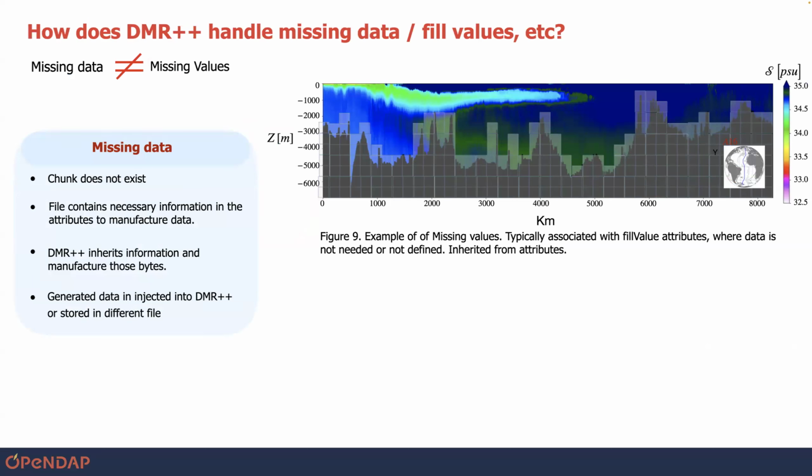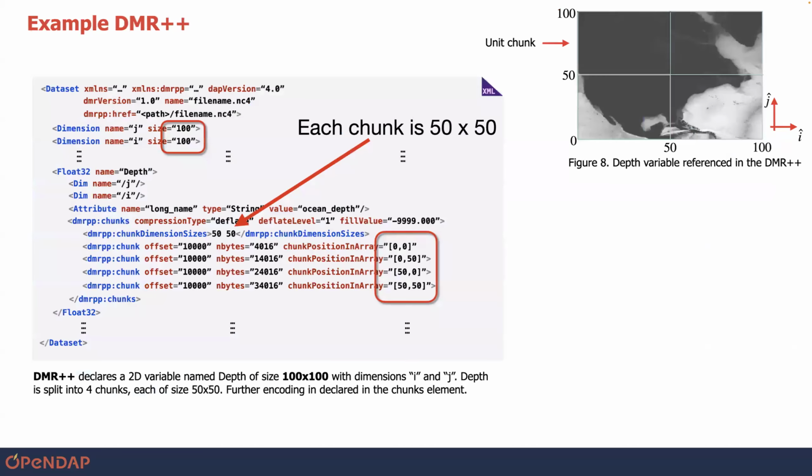There's another thing that we've so far not touched on, and that's the nature of fill values in these data. Remember we said before, let's go back a couple. Let's go back to this one here. See how we've got a 100 by 100 and chunk dimension sizes of 50 by 50?